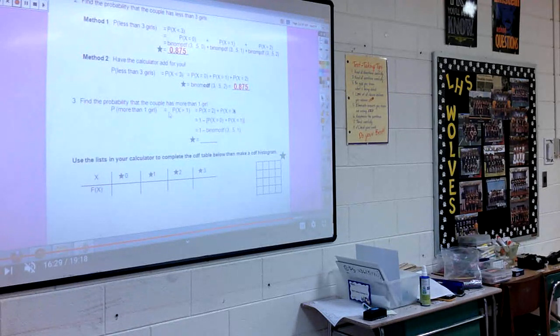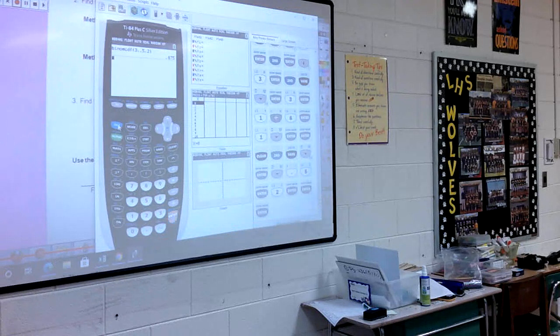Notice number 3. Find the probability that the couple has more than 1 girl. Well, CDF only goes less than or equal to. But if you want to find the probability that the couple has more than 1 girl, then find the probability that the couple has 1 girl or less, and then subtract that from 1. That's the tricky part. Complementary events, right? So, to find the probability that a couple has more than 1 girl, think about it this way. You would go find the probability. So we would go do binomial CDF.